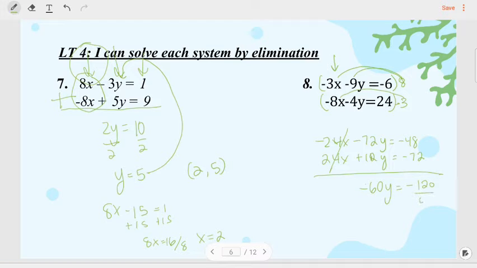120. If I divide it by negative 60, I end up with my y value equaling a grand total of 2. Plug in to find my second value. Plug into whichever one.